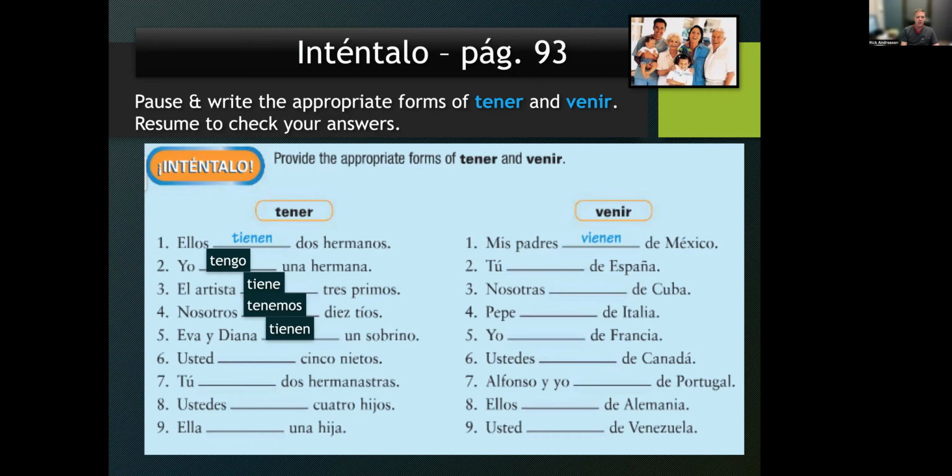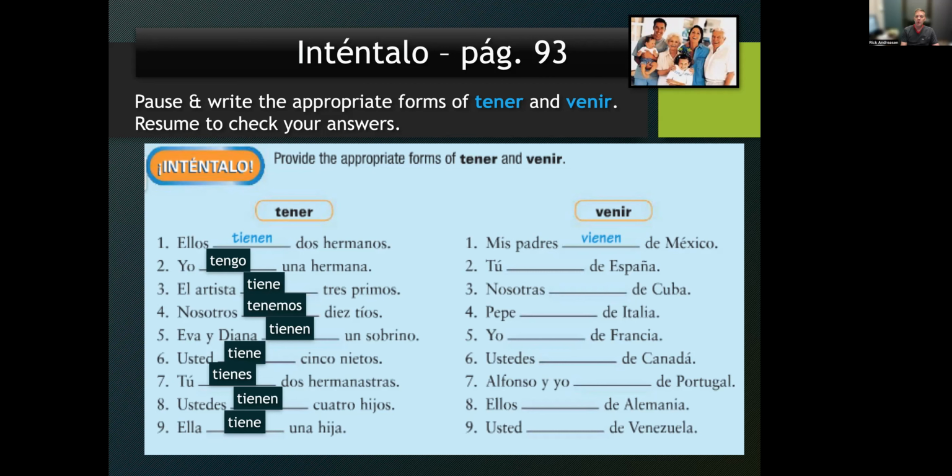Número 6, usted tiene 5 nietos, grandchildren. Número 7, tú tienes 2 hermanastras, stepsisters. Número 8, ustedes tienen 4 hijos. Y número 9, ella tiene una hija. Ok, ahora para el verbo venir. Número 1, repitan, mis padres vienen de México.